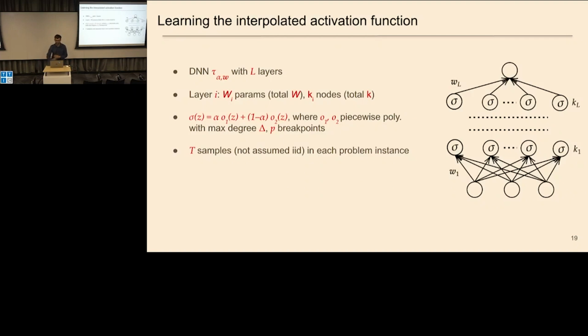To give a concrete instantiation, suppose you have this neural network with L layers, and each layer has some number of parameters, so there are a total of W parameters and K nodes. At each node you have an activation function, which involves a linear interpolation of two piecewise polynomial activation functions. Your O1 and O2 are piecewise polynomial with maximum degree delta and at most p pieces. And you assume you have t samples in each problem instance.